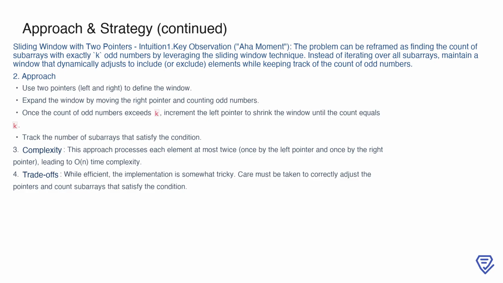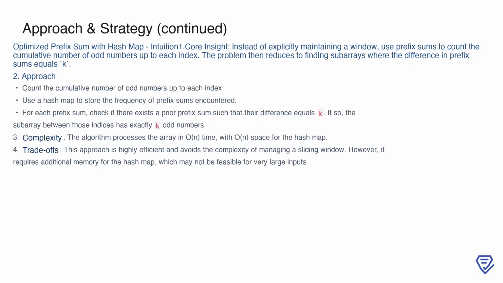The advantage of this method is its efficiency: it processes each element at most twice, resulting in an n time complexity. However, implementing this approach can be tricky, as we must carefully manage the movement of the pointers and ensure all valid subarrays are counted. While efficient, this method can be error-prone, especially in handling edge cases. An even more optimized solution leverages the prefix sum technique combined with a hash map.